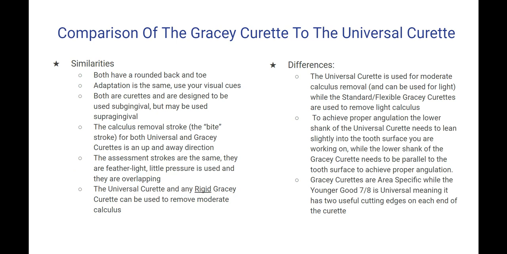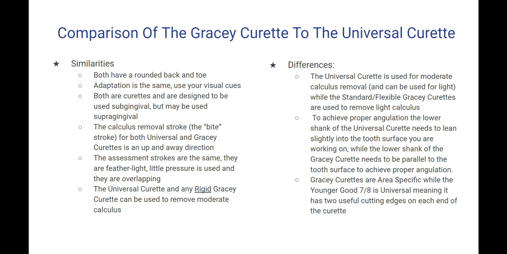Comparison of the Gracey curettes to the universal curette. Similarities: both have rounded back and toe. Adaptation is the same. Use your visual cues. Both are curettes and are designed to be used subgingival, but may be used supragingival. The calculus removal stroke, the bite stroke, for both the universal and Gracey curette is an up and away direction.